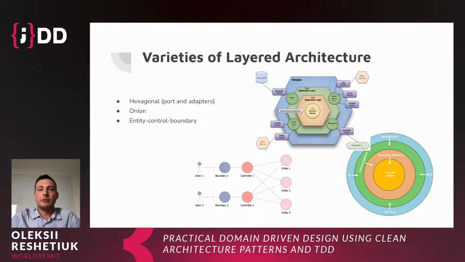And let's consider several of them. Hexagonal, alternative name is ports and adapters. We have entity control boundary also, and onion. These architectures vary somewhat in their details, but in fact they are very similar. They all have the same objective, which is separation of concerns. They all achieve this separation by dividing the software into layers, where each has at least one layer for business rules and another for the communication and infrastructure.